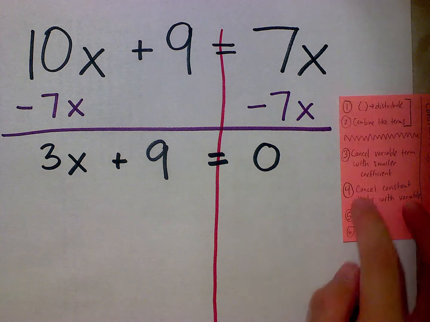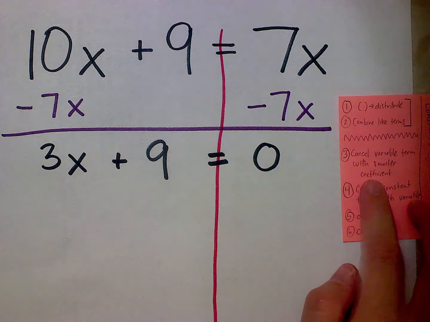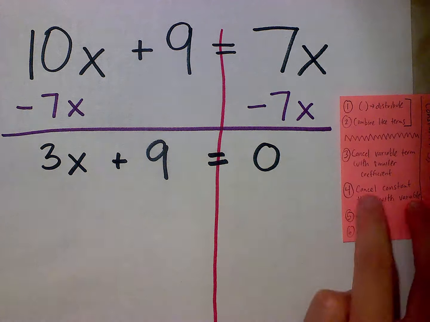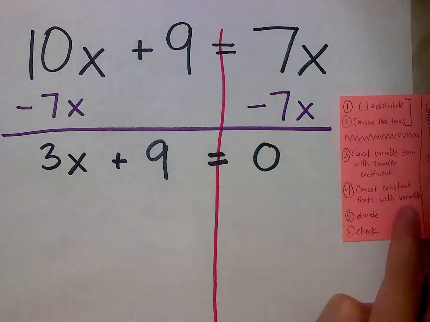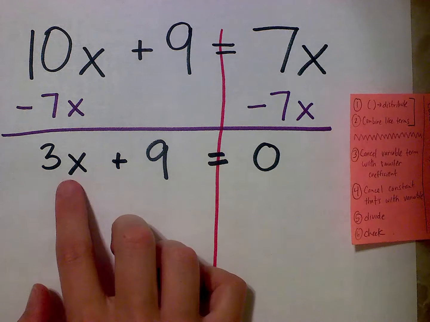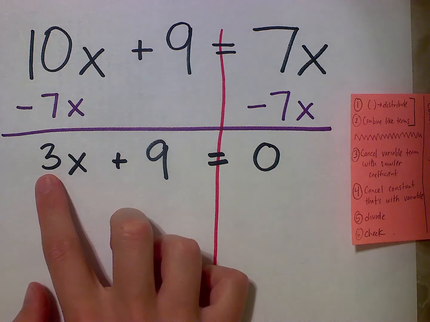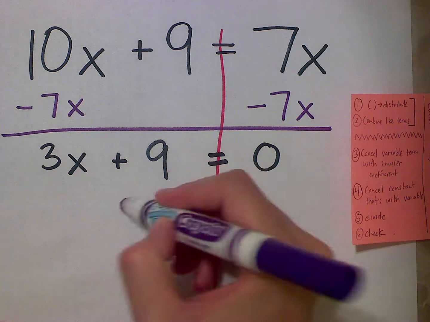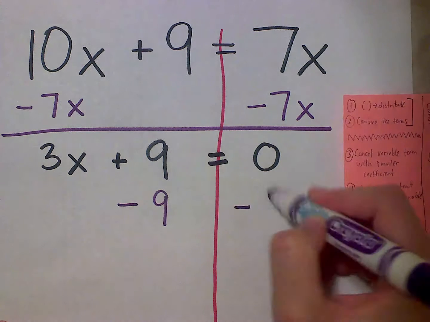Okay, so I've canceled the variable with a smaller coefficient, and now look, I have my variables all on one side. There's only x's over here. So now I'm going to cancel the constant that's with the variable. So this is the coefficient, right? But the constant that's on the same side as the variable is the plus 9. So I'm going to subtract 9 from both sides.